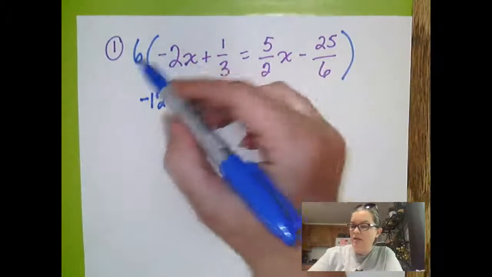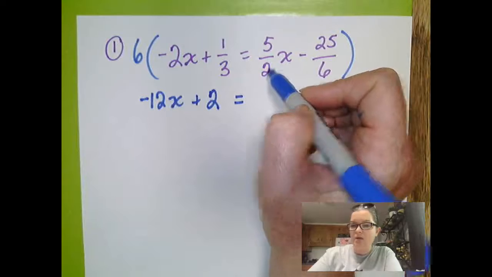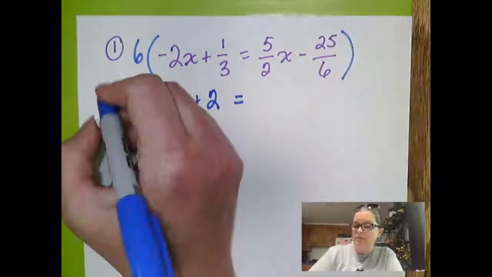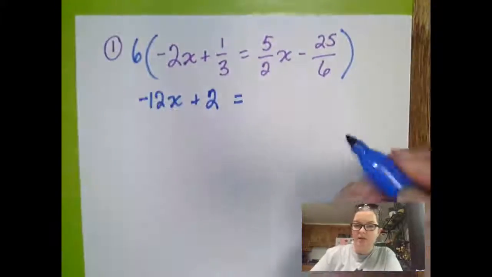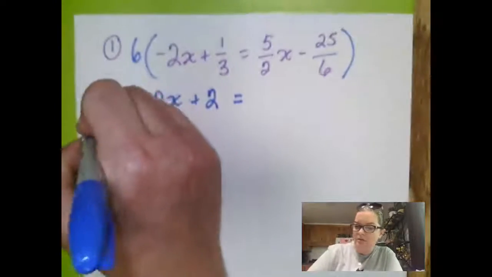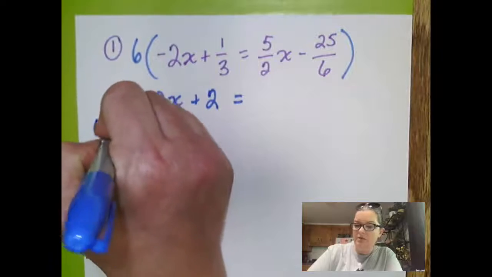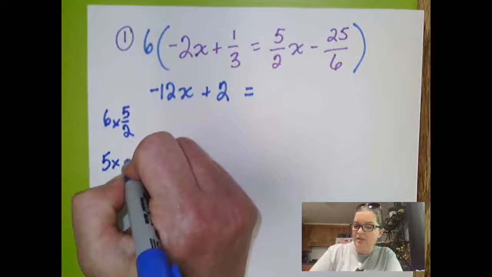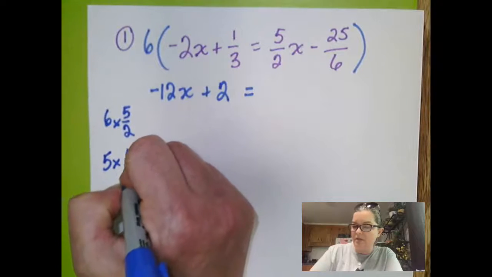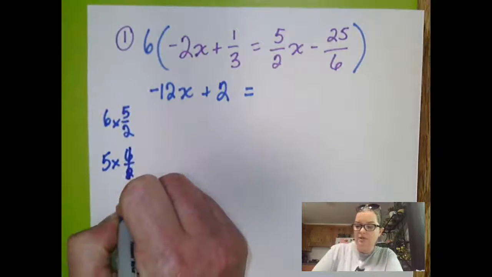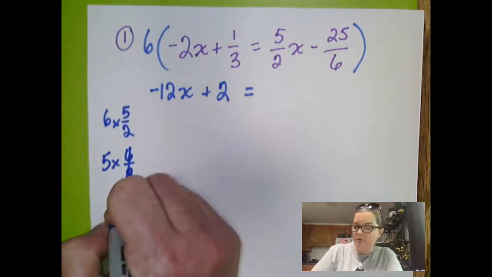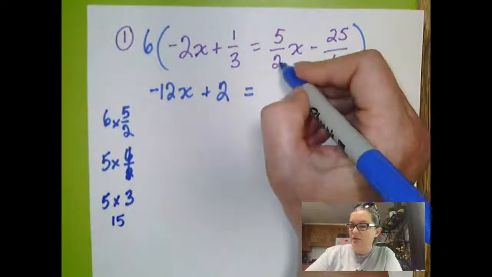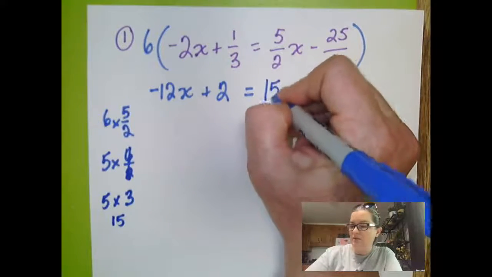On the other side, 6 times 5 over 2. First I switch the 6 and the 5 to simplify. I'm going to write this to the side in case you don't remember what I'm talking about. 6 times 5 over 2 is the same thing as 5 times 6 over 2. 6 over 2 simplifies to 3, and then it's just 5 times 3, which is 15. So that 6 times 5 over 2 is 15.